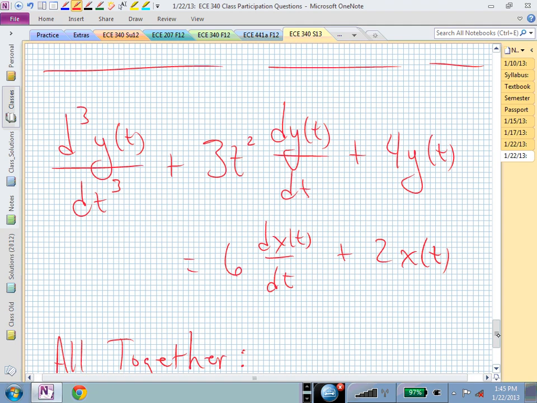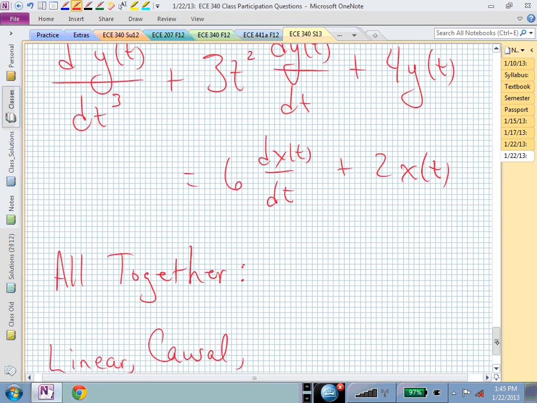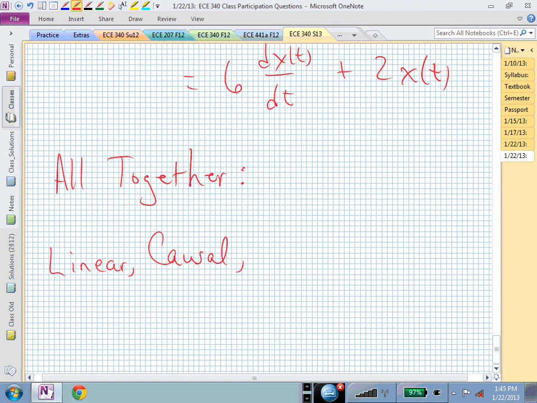This is a third order linear, time varying, causal differential equation. Now you can go home and impress all of your friends. You can say, well, given a linear, causal, time varying, dynamic differential equation, that's where we will stop with today's lecture.